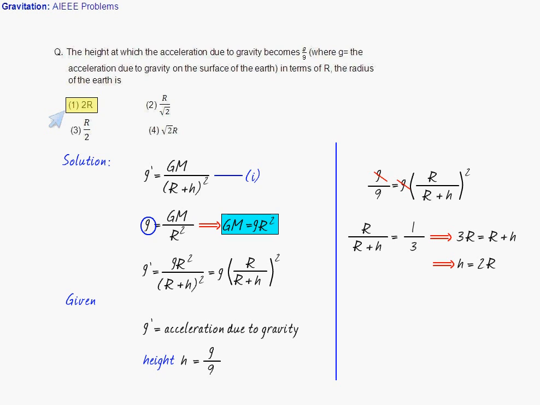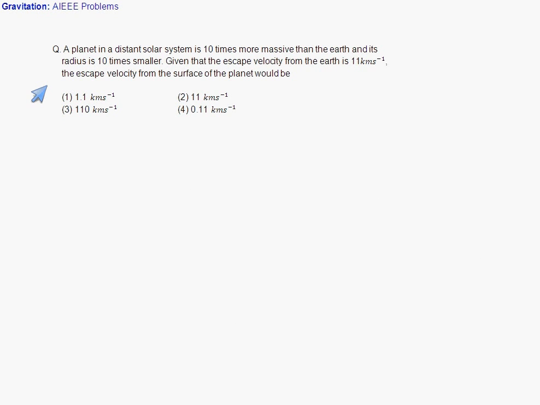So we will consider one more question. Question 2. A planet in a distant solar system is 10 times more massive than the Earth, and its radius is 10 times smaller. Given that the escape velocity from the Earth is 11 km per second, the escape velocity from the surface of the planet would be: 1) 1.1 km per second, 2) 11 km per second, 3) 110 km per second, 4) 0.11 km per second. How to solve this problem?